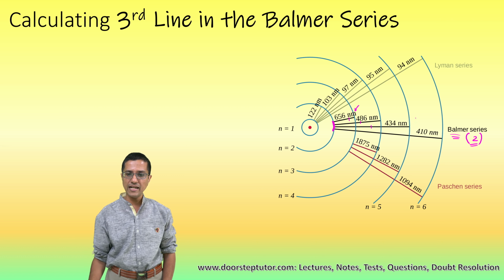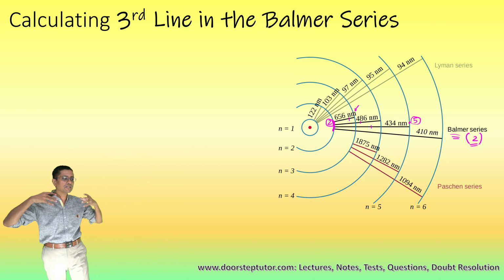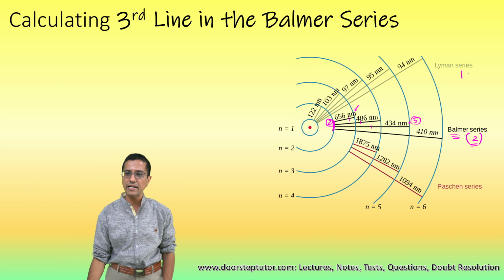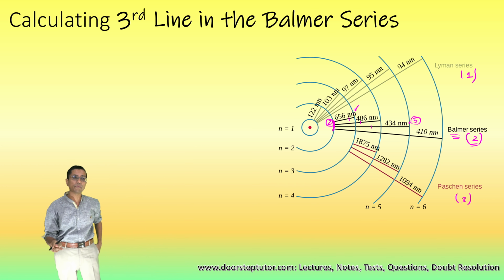So for the third line, my initial orbit is actually 5, and my electron is jumping to orbit number 2. That is something that we just have to know. We have to understand what Balmer series is, what Lyman series is. Lyman is orbit number 1, electrons coming to orbit 1, Balmer 2, Paschen 3, Brackett 4. That is something that we need to remember.